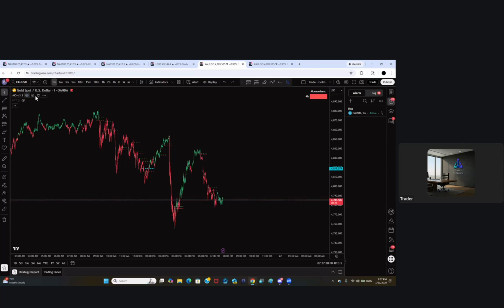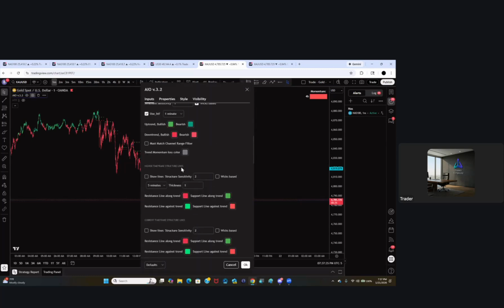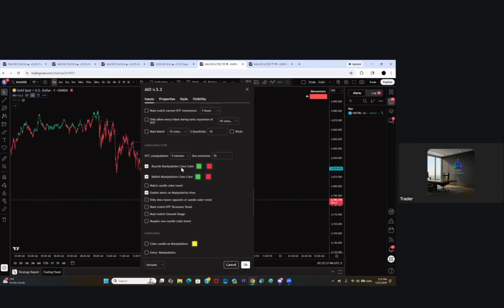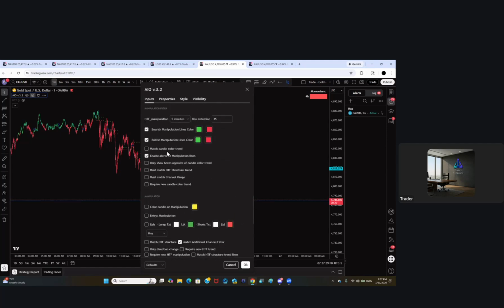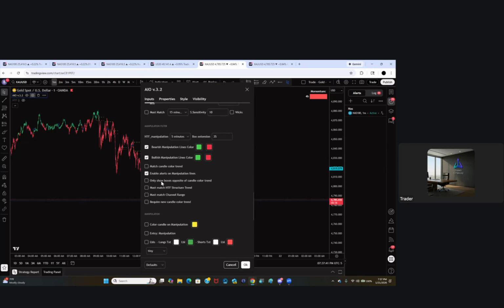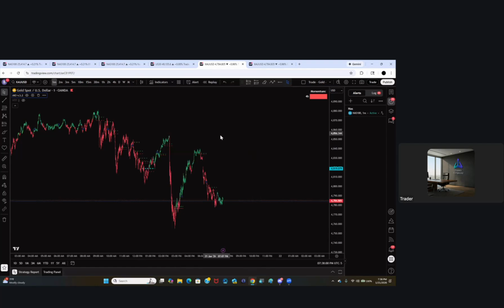The most important thing is make sure in your settings with the AIO, before you set up the alert, you got to make sure that this box is checked right here. Underneath the manipulation filter, where it says enable alerts on manipulation lines. That way it alerts your phone and alerts your desktop when the manipulation lines appear so that you could be ready to take the trade. So make sure that box is checked. Then just create the alert.